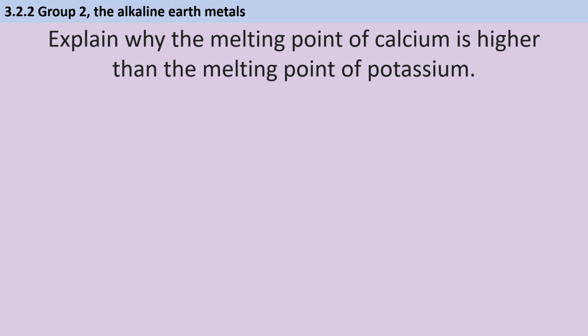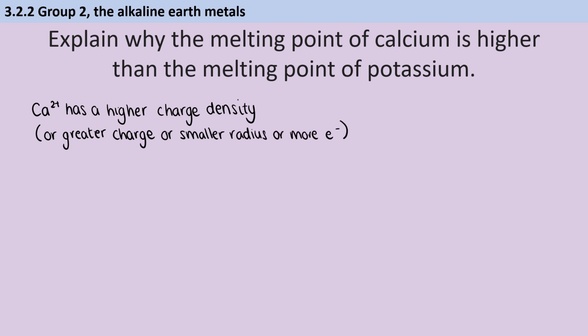So why does calcium have a higher melting point than potassium? Well, this is because calcium ions have got a higher charge density. Or you could also say that they've got a greater charge or a smaller radius, both of which are going to add up to that higher charge density. Or you could just talk about the fact that they have more delocalized electrons, 2 per atom as opposed to 1 per atom for group 1.